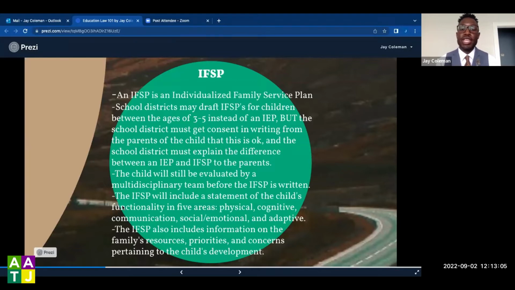Communication. How does your child communicate? Are they able to communicate? I mean, communication is verbal and nonverbal. So if they aren't verbal, then how do they non-verbally communicate? That'll be very important, and it'll be included in the plan. Also, there's social and emotional communication and their functionality.